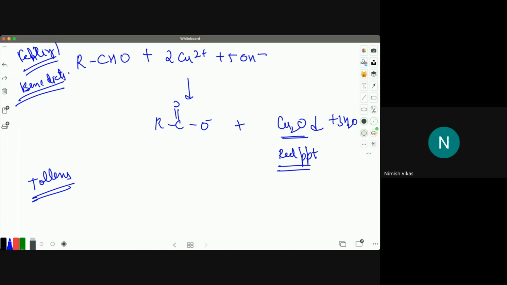Guys, till then revise the mechanism of Tollens'. Tell me the reaction, what will happen. Take a minute, but tell me what is happening over here.